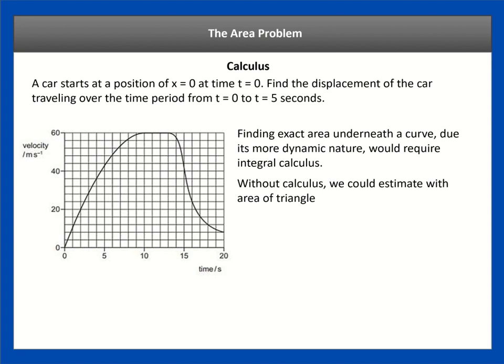Well, without calculus, what we can do is we can estimate. So in this case, we're going to estimate with an area of a triangle. We want from 0 to 5 seconds, right? From this time period. And then we can draw this triangle, which is very close to the area under this curve, right? We want to get the area under this entire curve, which we have a tiny bit of error there.